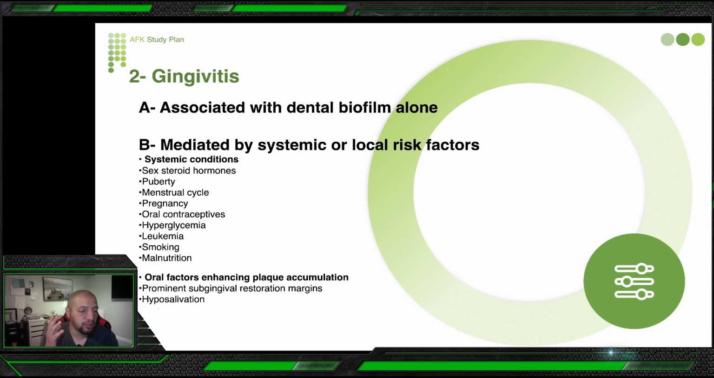And if you think about it logically, this criteria will induce more bleeding, will induce increased inflammation in the soft tissue, which leads to more profuse bleeding. So we cannot say it's gingivitis only. We should give it more criteria, okay? And then other stuff like oral factors enhancing plaque accumulation, which is prominent subgingival restoration margin or hyposalivation.